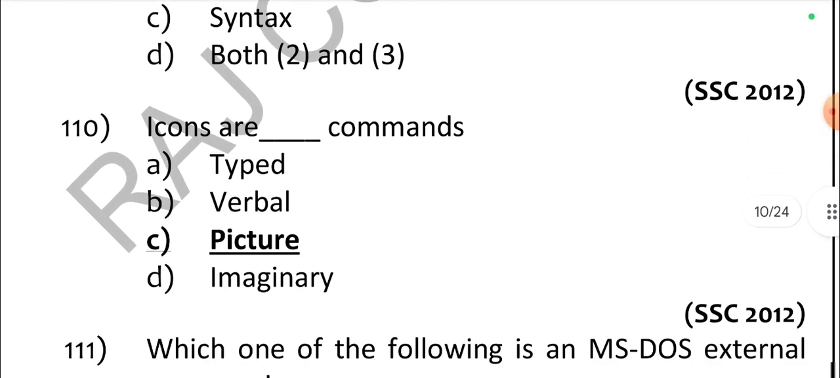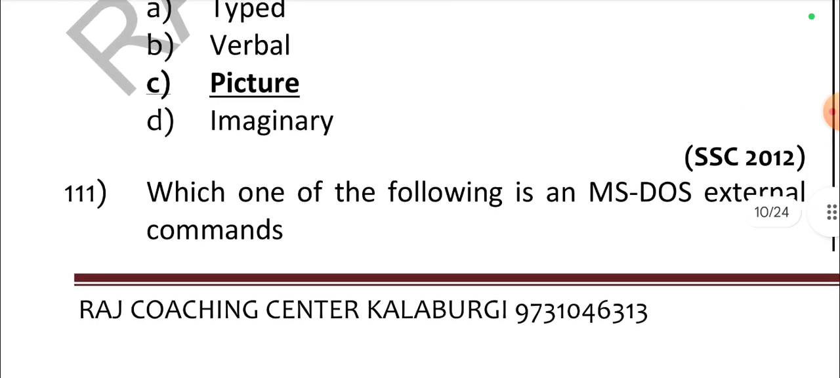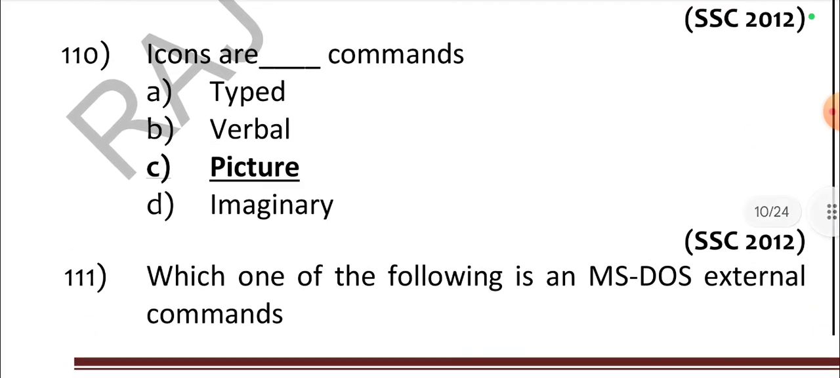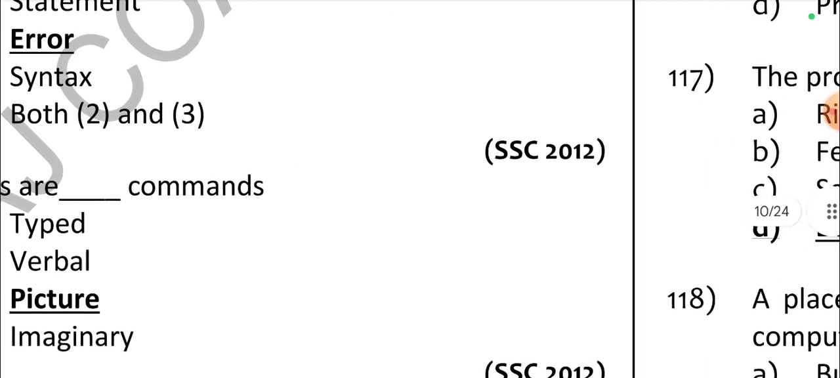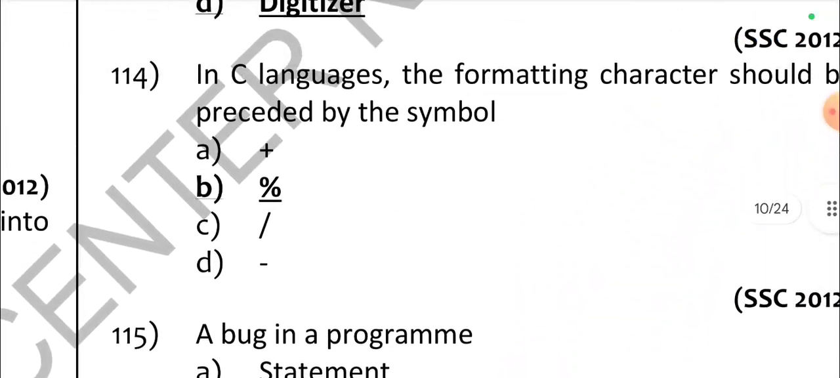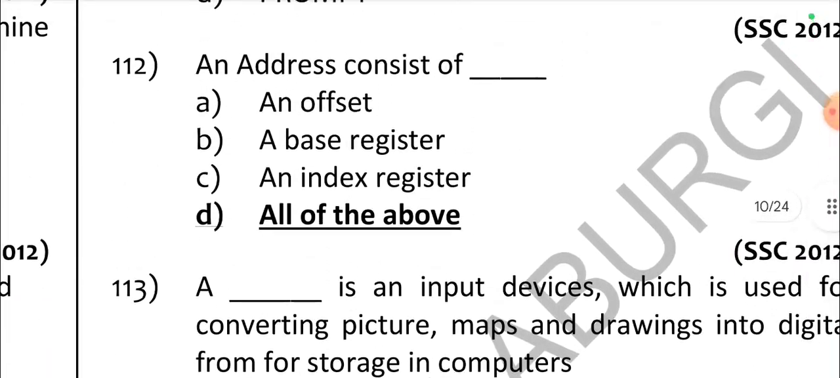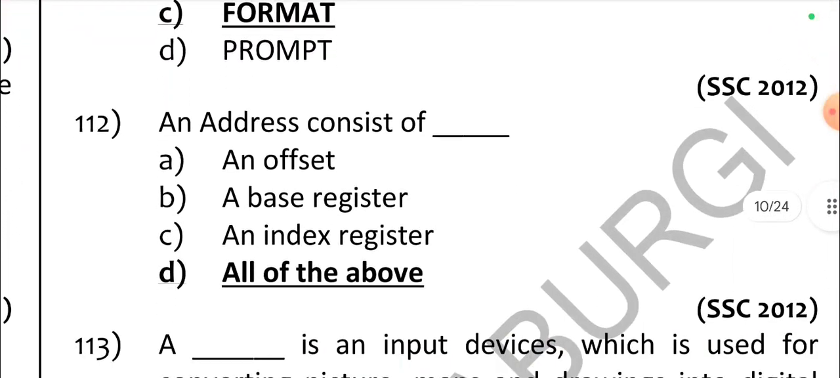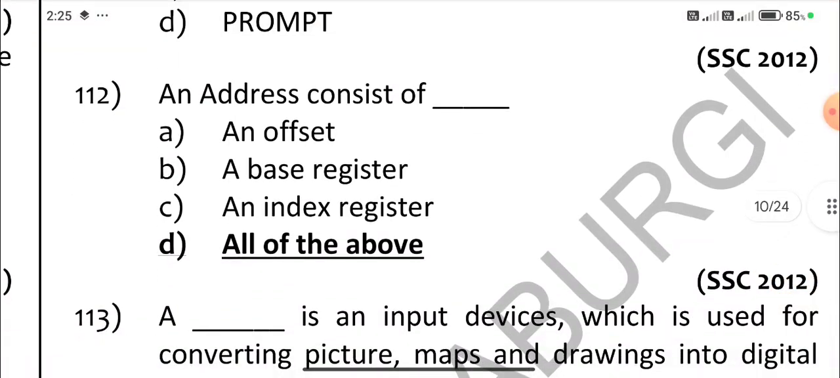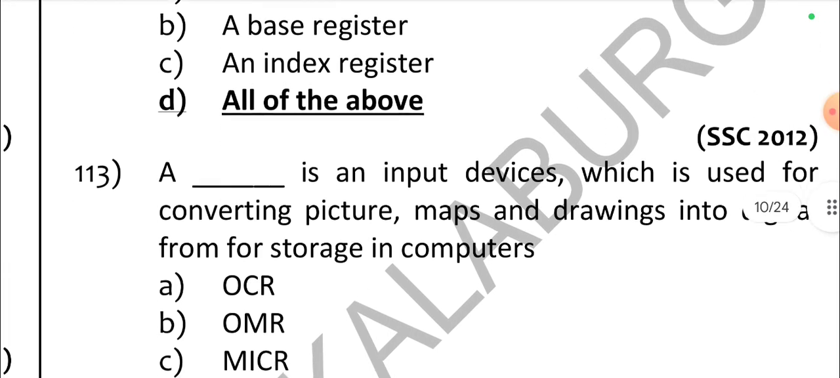Icon or dash commands, picture commands. Which one of the following is an MS-DOS external command? Format. An address consists of all of the above. It means an offset, a base register, an index register.